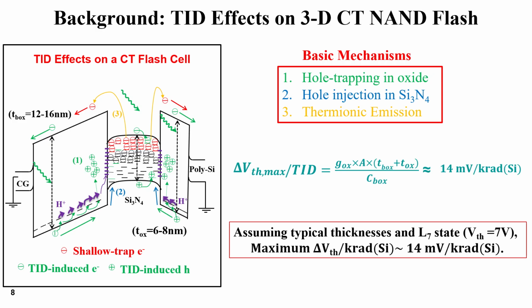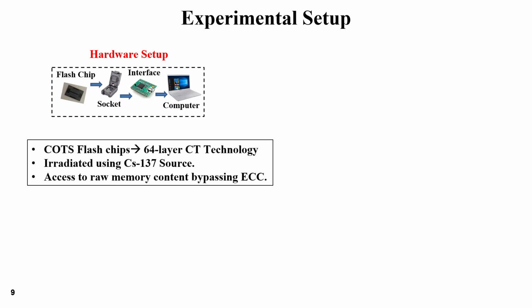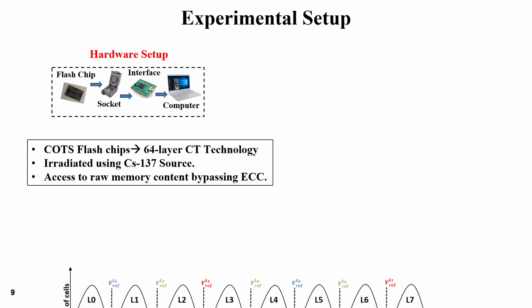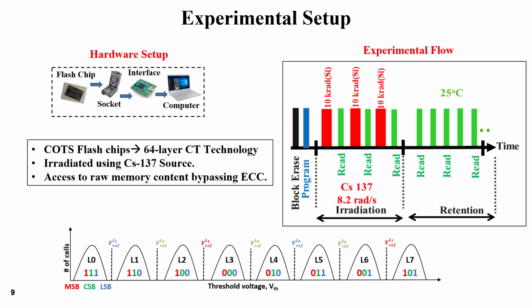With the physical understanding in mind, let me now describe how we experimentally studied these effects. We use commercial chips for this evaluation, and we interface these chips through our in-house built hardware. We used commercial 64-layer charge trap TLC 3D NAND chips. The devices were irradiated using a cesium-137 source. Importantly, we accessed raw threshold voltage distributions by bypassing ECC, allowing direct observation of state shifts and distribution widening. We monitored VT distributions across all programmed states from L0 to L7 through irradiation, and here's the VT encoding of the digital states, and here's the experimental flow of our irradiation scheme.